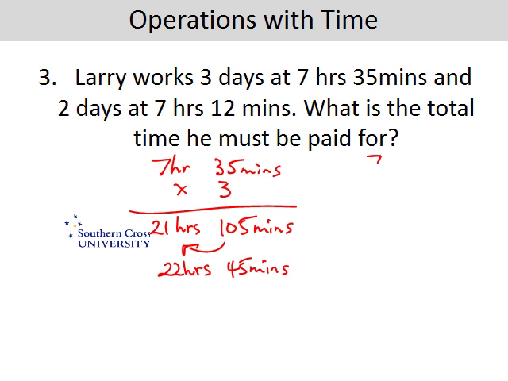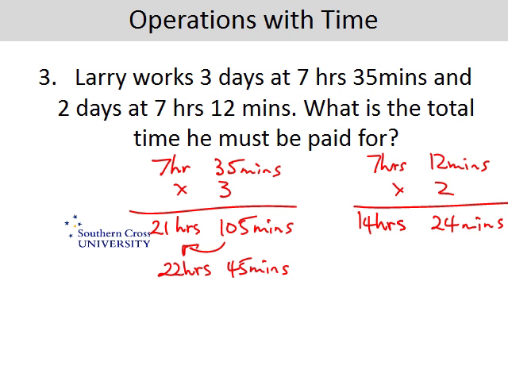And then we've got 2 days at 7 hours 12 minutes, which is 2 12s 24 and 2 7s 14. Now there's no trading needs to take place here. We have less than 60 minutes.